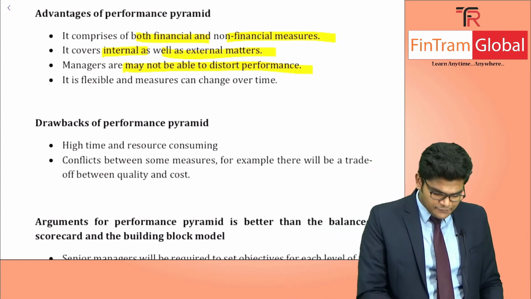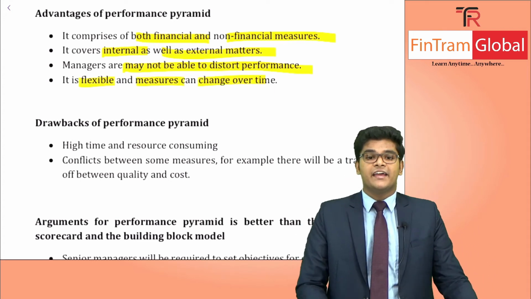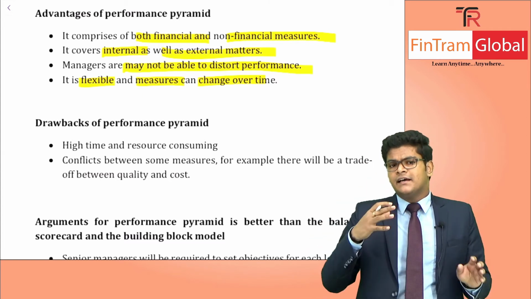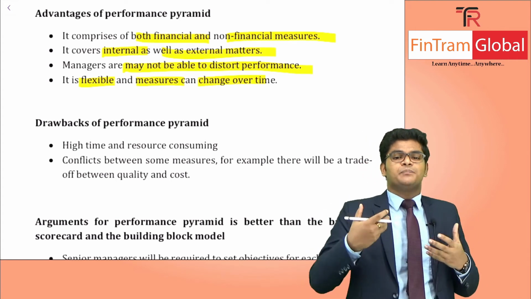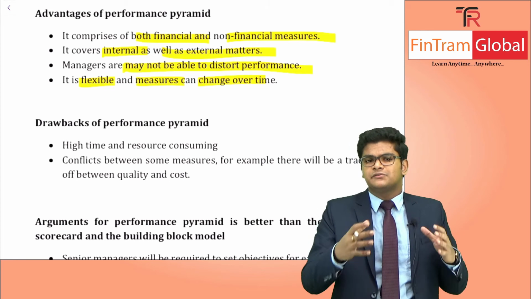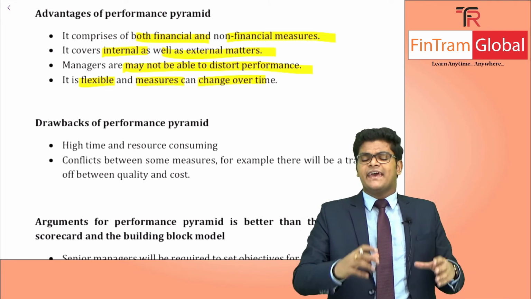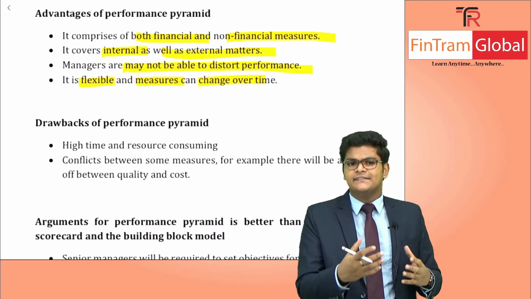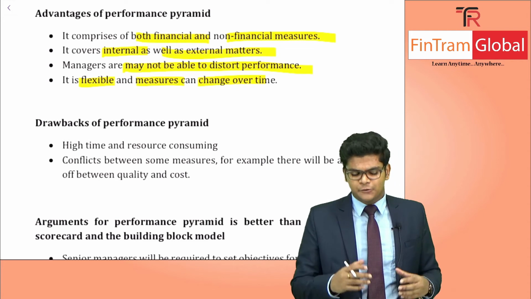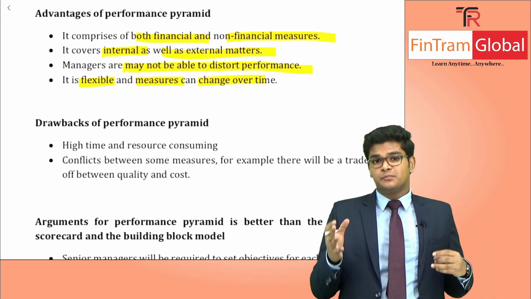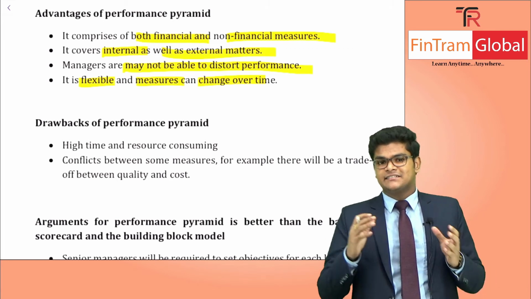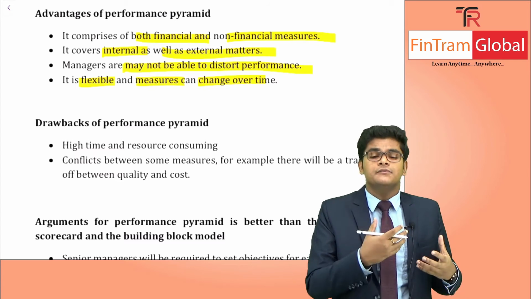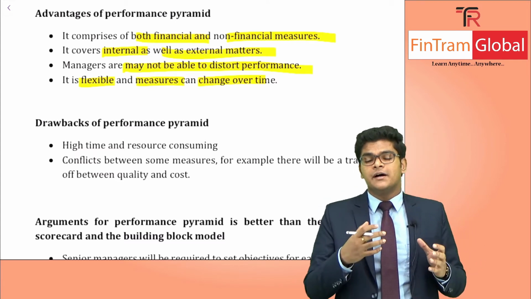And finally, it is flexible and measures can change over time. That's yet another really interesting aspect of the performance pyramid, because if there is a need to change our performance measure, then that can be done here. So it's not a rigid system. We can change each performance measure as the need arises. That is what flexibility means here. As simple as that. So it focuses on both financial and non-financial aspects, internal and external aspects. The management cannot distort performance here, and finally it is also flexible. So these are the advantages of a performance pyramid.